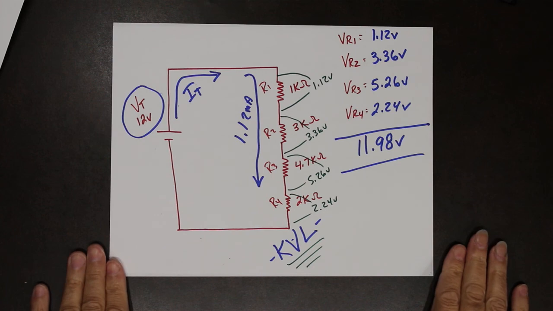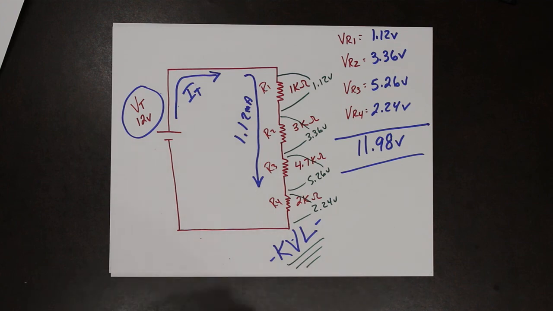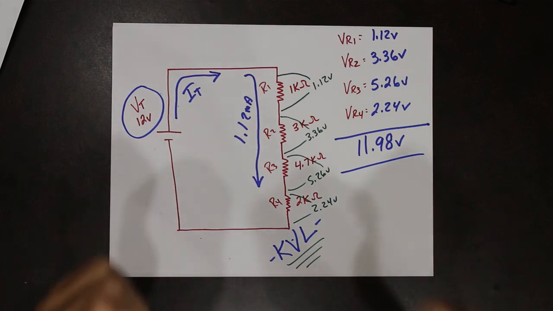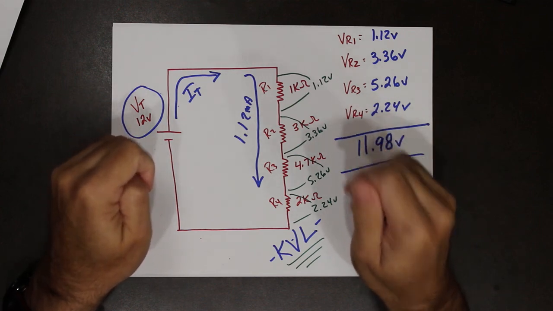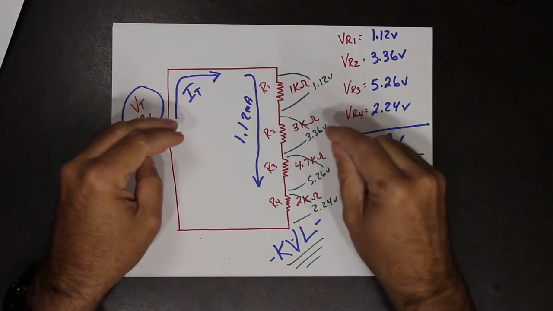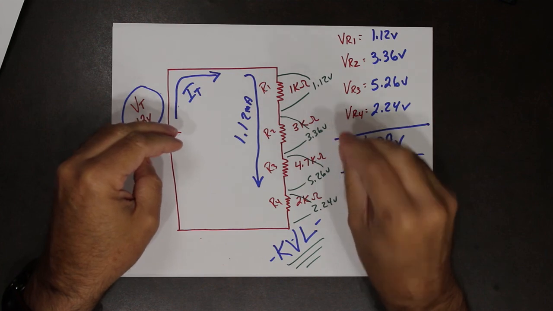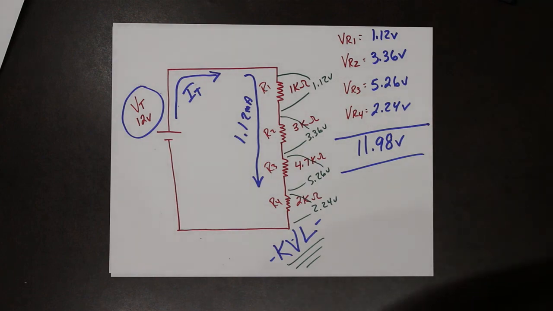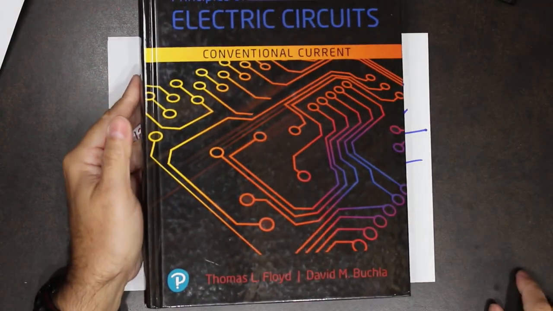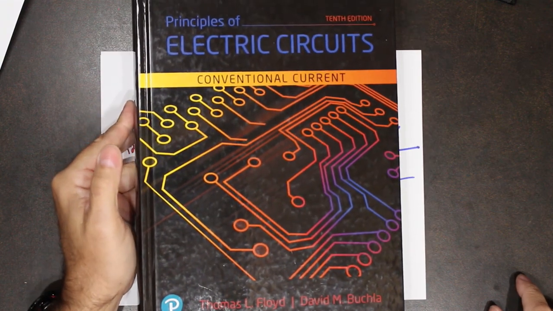So, what is a series circuit? When you have a combination of resistors in a circuit and they all share the same current, that is how you define a series circuit. So they share the same current. So chapter 5-1 all the way up pretty much to 5-7 is what we're covering. Principles of Electric Circuits, Floyd and Buchla, 10th edition.